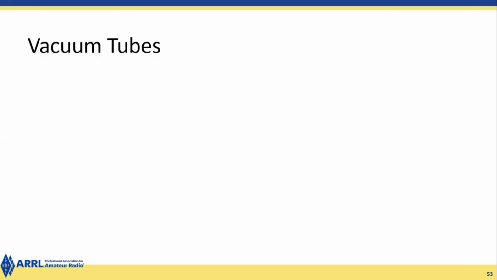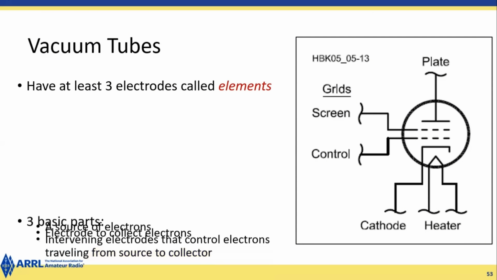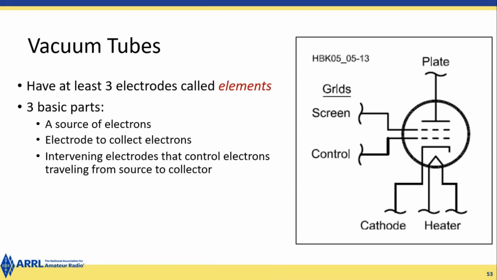Okay, talk about vacuum tubes. Vacuum tubes have at least 3 electrodes called elements. The 3 basic parts are the source of electrons, the electrode to collect the electrons, and an intervening electrode that controls the flow or the travel from source to collector. So you've got a source, a place to collect them, and something to control them, the 3 parts of a vacuum tube. Compared to transistors, they're most like the FET.